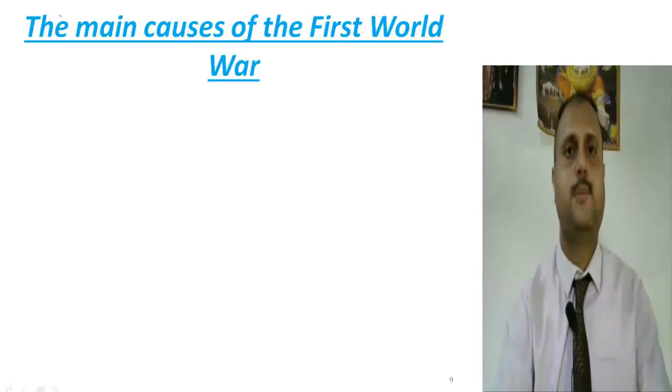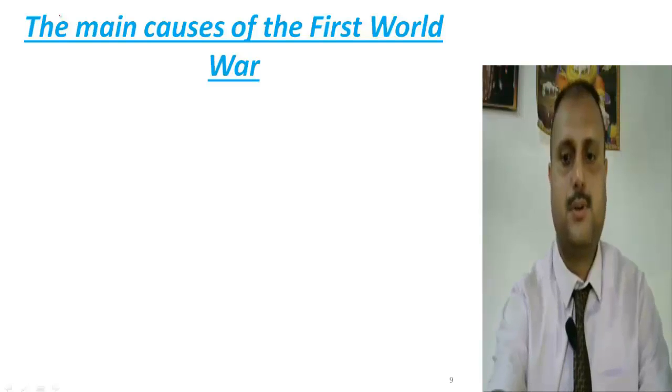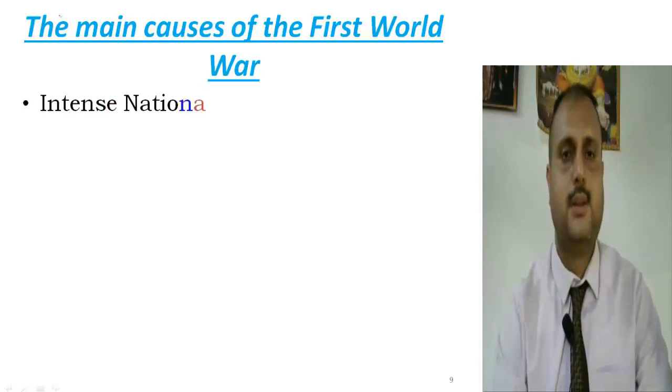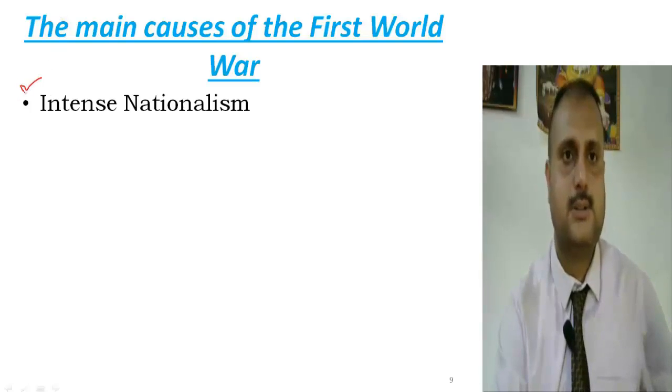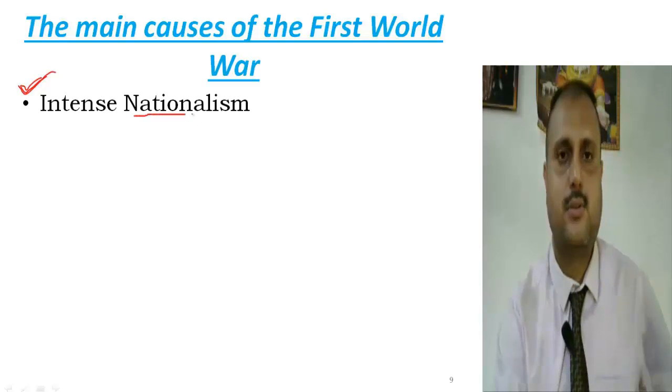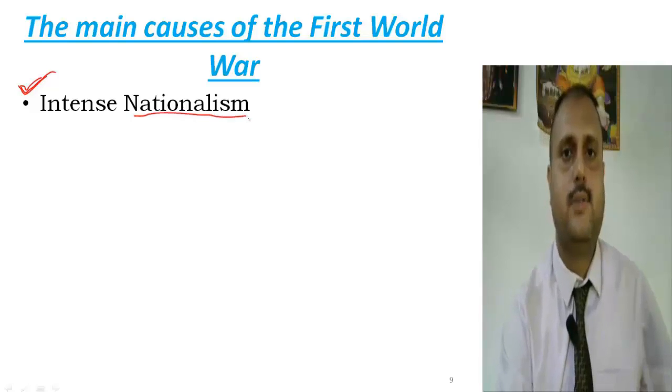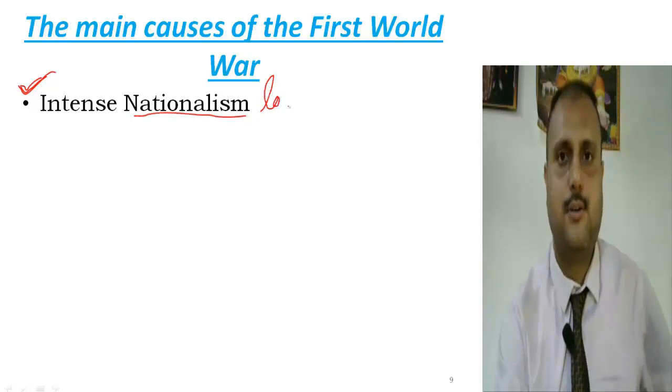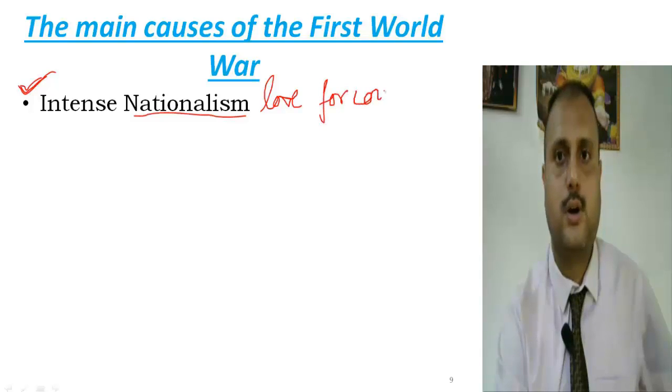Main causes of the First World War. If we talk about the main causes responsible for the First World War, the first cause is intense nationalism. What is the meaning of this? First of all, try to understand the meaning of nationalism. Nationalism means love for one's own country. Love for my country is called nationalism.